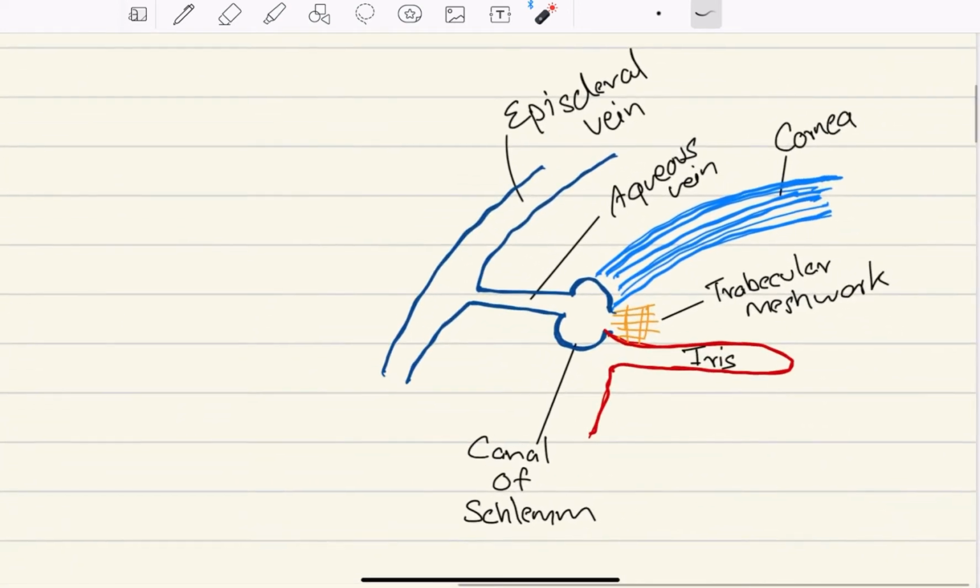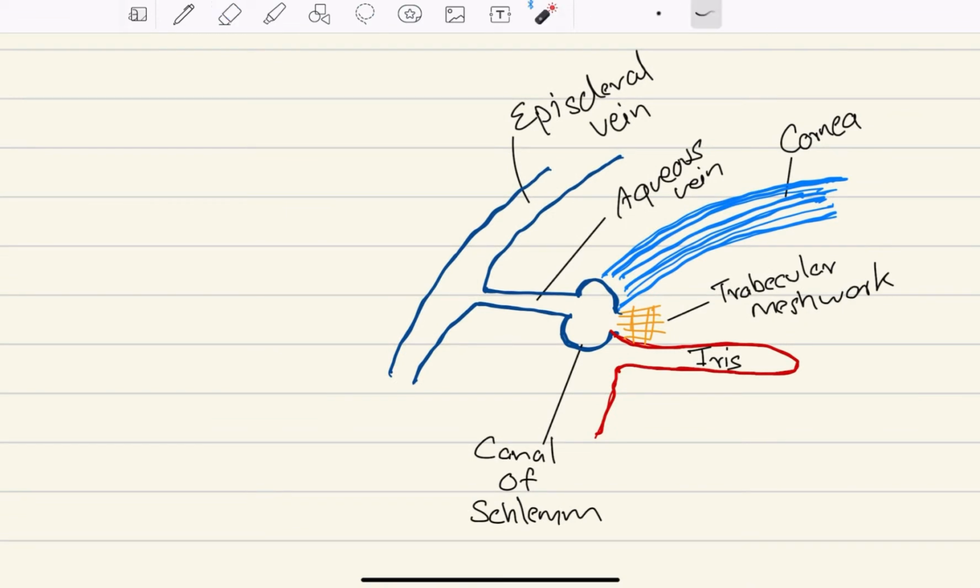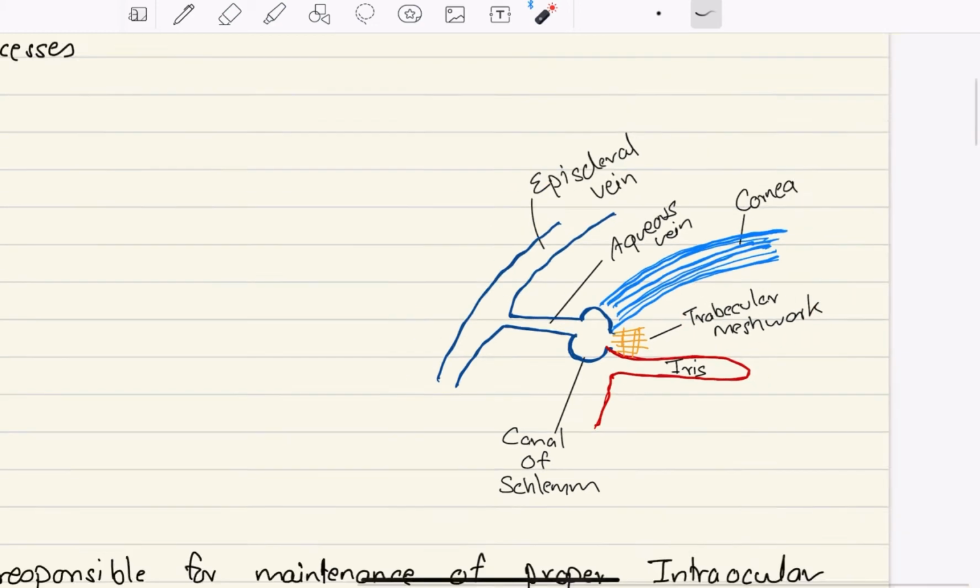Now briefly discussing about the drainage system. Here I have drawn cornea in blue and iris in red, and this is the iridocorneal angle. So this space is the anterior chamber which contains aqueous humor, and in the iridocorneal angle you can see this structure. This is the trabecular meshwork. The aqueous humor will flow through this trabecular meshwork into this bag-like structure. This is the canal of Schlemm. From the canal of Schlemm it will flow into scleral veins through these channels known as the aqueous veins. So this is how the aqueous humor is drained from the anterior chamber into the episcleral veins.